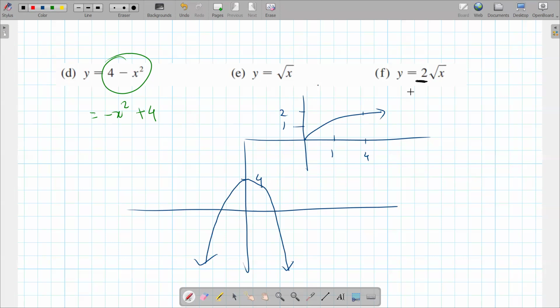Is it on the outside or on the inside? That's all you have to think about. The outside. So it's going to affect its y value. Just for note, okay?